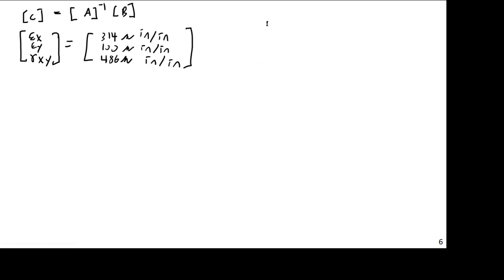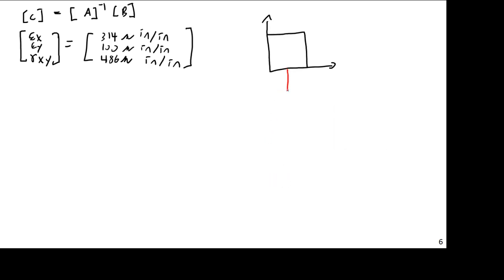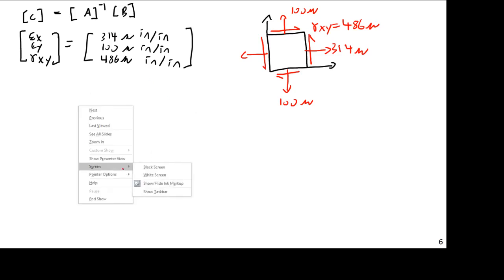So let me actually interpret this. Let me show you on a strain block in this case, what these would represent. 100 micro, 100 micro, 314 and 314. And then we'd have a shear strain, and notice it's going to be positive, of gamma xy equals 486 micro, like shown. Okay, so that's a quick example. There'll be some like that in the homework, exam, etc.